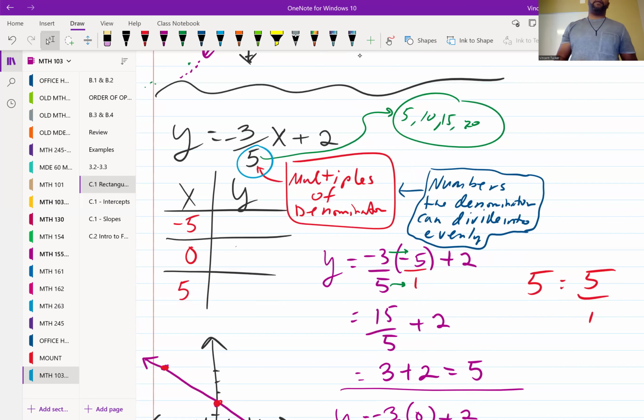So whenever you have a fraction, whatever that denominator is, let that be the deciding factor on what type of value you would choose. 0 is always a good one. Anything times 0 will give you 0. So never forget that 0 is an easy one to go ahead and throw in there. So remember before I chose -1, 0, and 1. Because I have a 5 in my denominator, I'm choosing -5, 0, and 5.